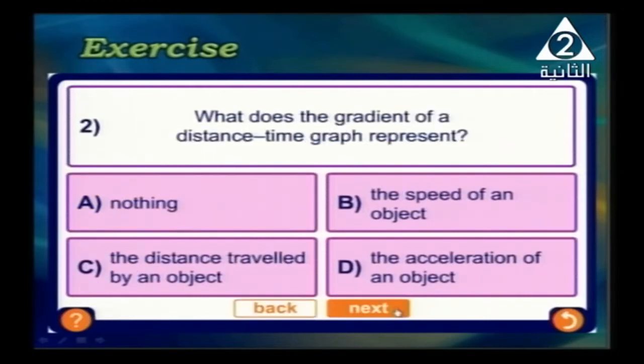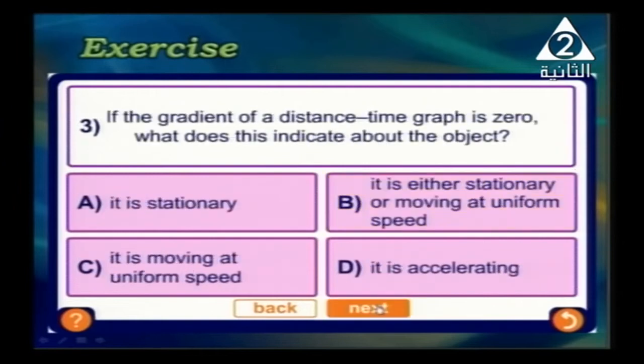Next one. What does the gradient of a distance time graph represent? Distance time means speed. So the speed of an object, not the distance traveled by an object. No way. Not the acceleration, no. It's letter B, right? Why? Because here we have distance time, which means speed. Let's go to see another one.